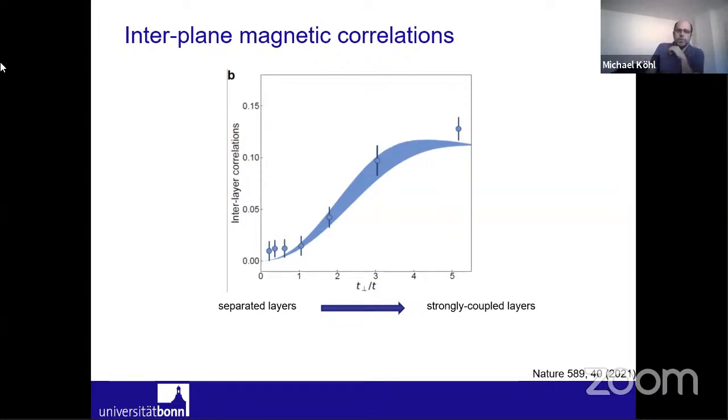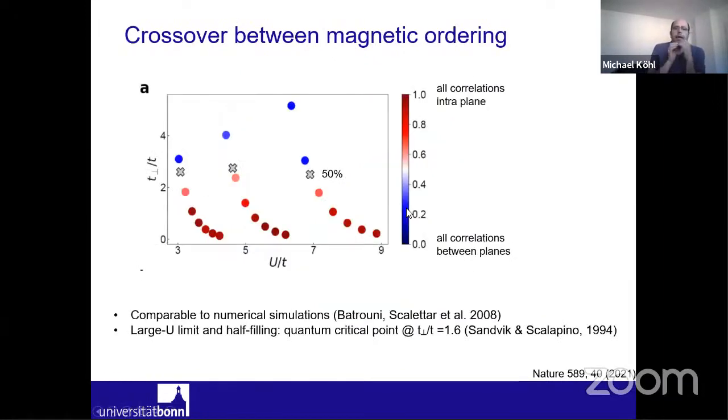So we can take these two data together and compute what is the ratio of these correlations. On this plot, 0 would mean all the correlations are between the planes along the bonds, and 1 would be all the correlations in the plane. And then you see how this behaves for the different interaction strengths.